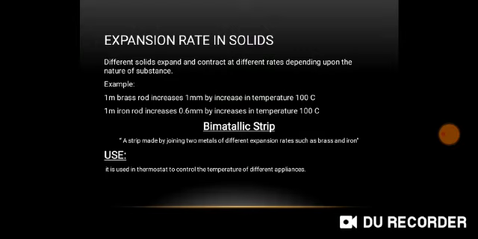Where do we use these bimetallic strips? We use them in thermostats to control the temperature of different appliances. Like you have it inside your electric iron, you have it in your air conditioner, you do have it in your fire alarms. There are different appliances in which bimetallic strips are present.